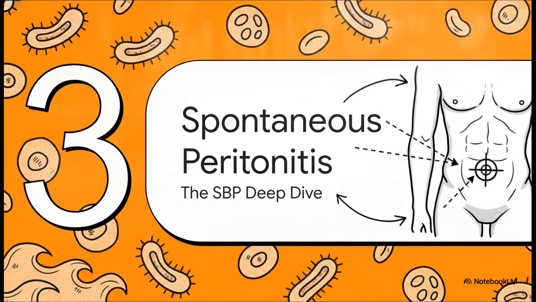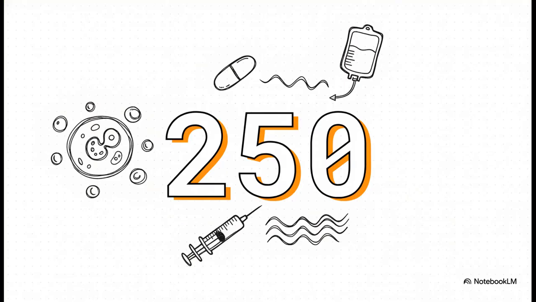Next up, our deep dive into spontaneous bacterial peritonitis. This is arguably the single most heavily tested condition we're covering today. Memorize this number, 250. If you do a diagnostic paracentesis and the PMNs, the polymorphonuclear cells, are greater than or equal to 250 cells per microliter, that is it. That's your absolute diagnostic threshold for SBP. You do not sit around waiting for fluid cultures to come back. You see 250, you start empiric antibiotics immediately.